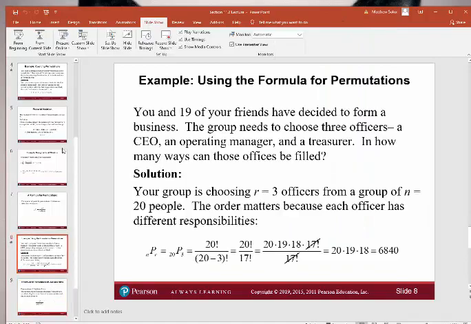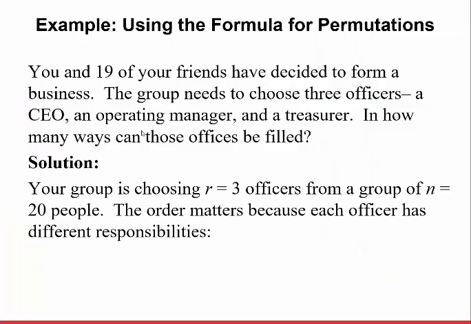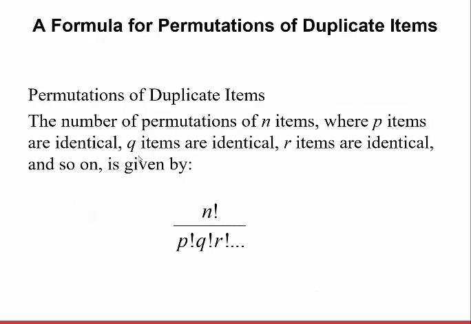Okay, let's move on to one last example. This is using a formula for permutations when you have duplicate items. The number of permutations of n items where p items are identical, q items are identical, and r items are identical, so the number of ways you can select n items in which order matters, where these objects are identical, is given by n factorial divided by p factorial times q factorial times r factorial, however many there are.